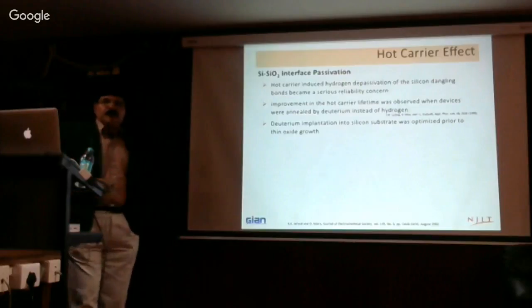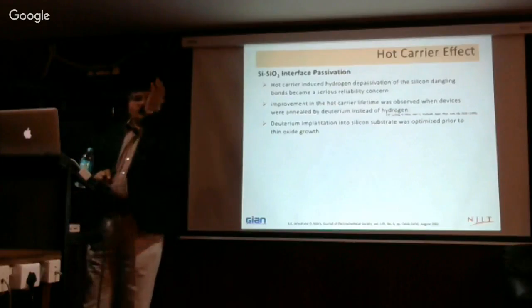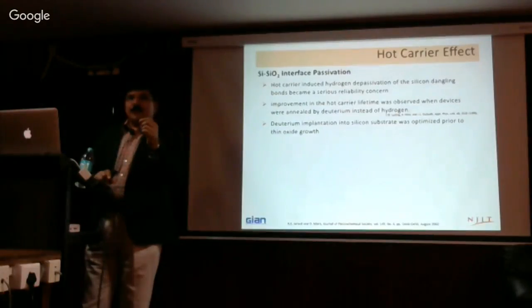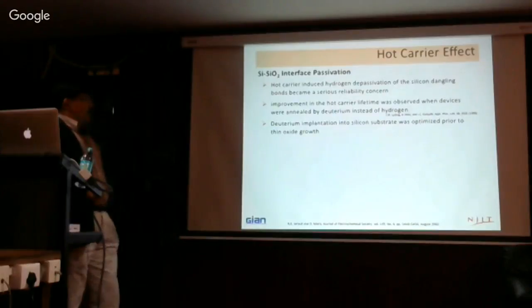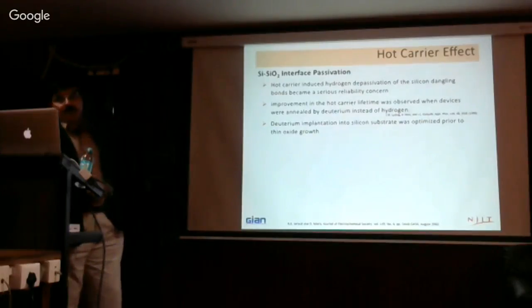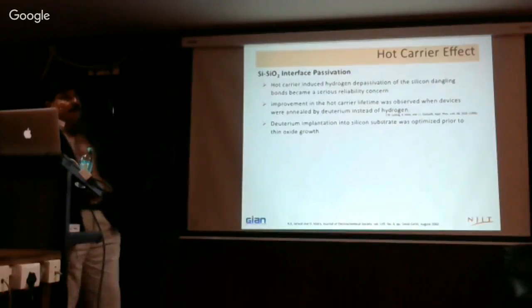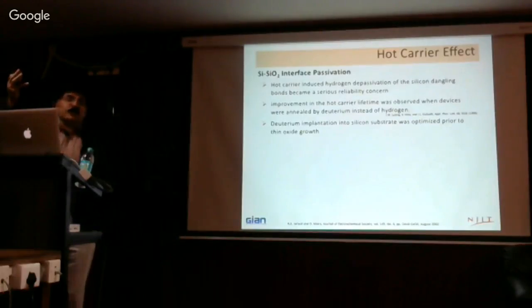So what people said was, why not put deuterium in those places instead of hydrogen? Because it is very difficult for the electron to knock off a deuterium ion compared with a hydrogen ion. So that is how deuterium annealing started. The University of Illinois at Urbana-Champaign introduced this first. And we did some deuterium implantation cases into the silicon substrate before the oxide was grown.